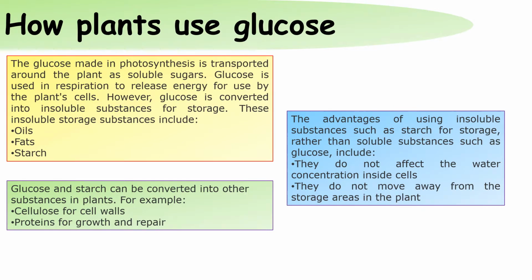The advantages for the plant of using an insoluble substance such as starch for storage rather than soluble substances such as glucose are that they do not affect the water concentration inside cells and they cannot be washed away.